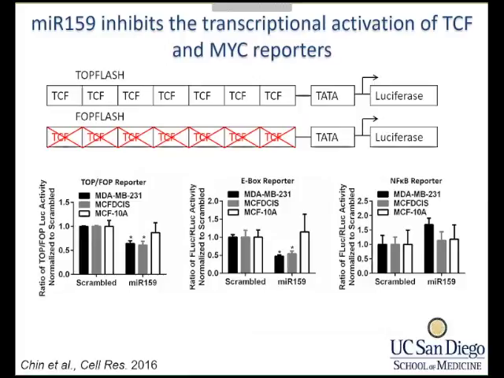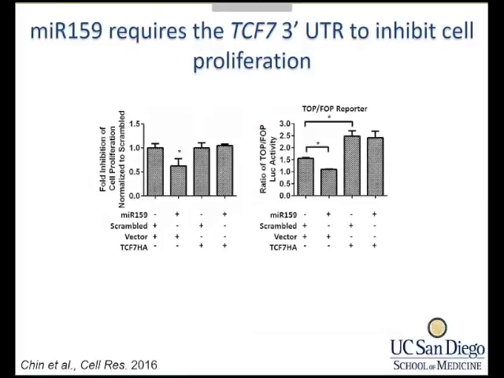We also used the TCF reporter assay, the famous TOPflash assay, to confirm that miR-159 also downregulates the transcriptional activity of TCF7. And E-box is the reporter for MYC, and similarly, we saw the plant microRNA downregulate the MYC transcriptional activator activity. The negative control used for this study is a reporter for NF-kappa B, and we didn't see any effect of the microRNA on NF-kappa B mediated gene transcription.